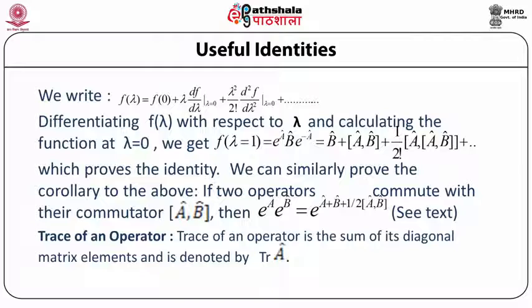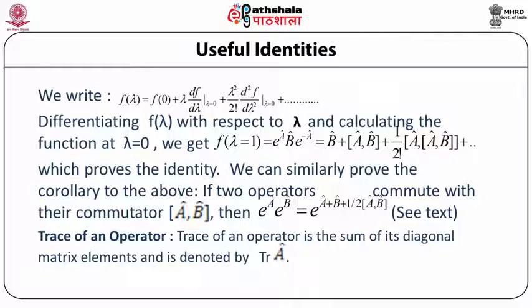plus so on. Now differentiating this above expansion with respect to lambda and calculating the function at lambda equal to 1, we get f of lambda equal to 1 is equal to e to the power operator a times operator b times e to the power minus operator a, and this is equal to operator b plus commutator of operator a and operator b plus 1 by 2 factorial commutator of operator a with the commutator of operator a and operator b plus so on, and this proves the identity that we have defined above.